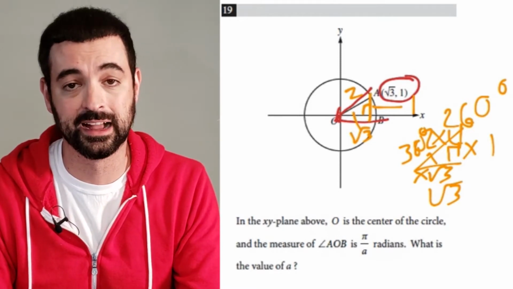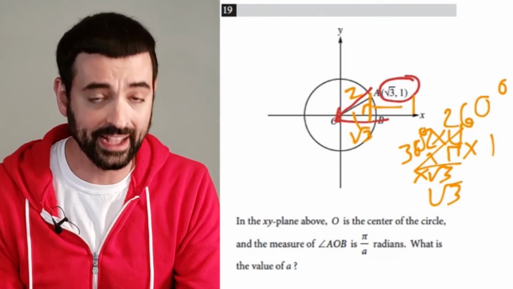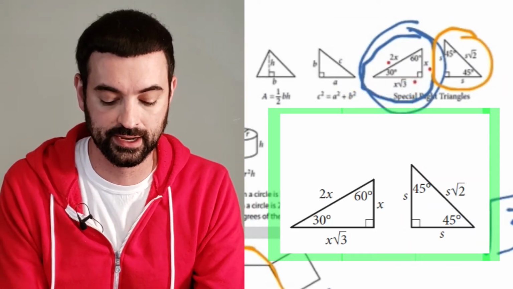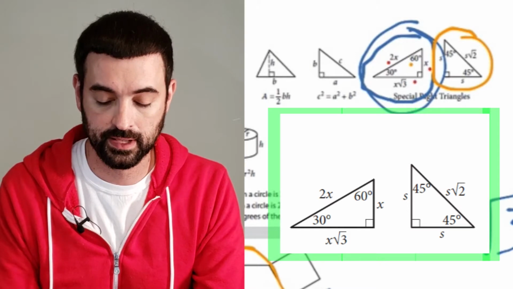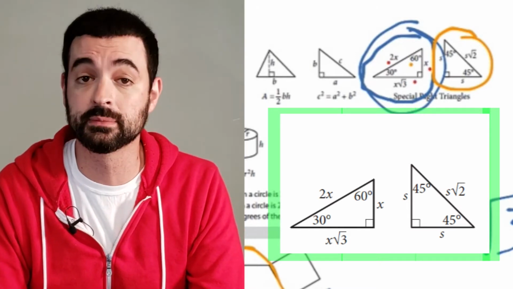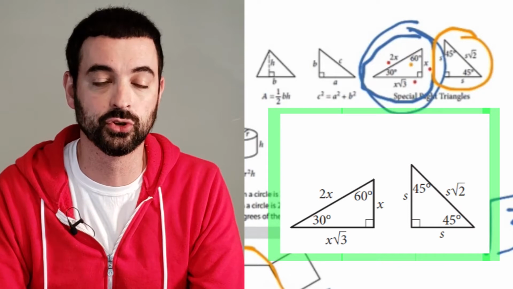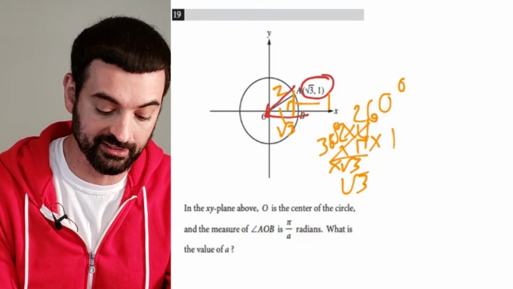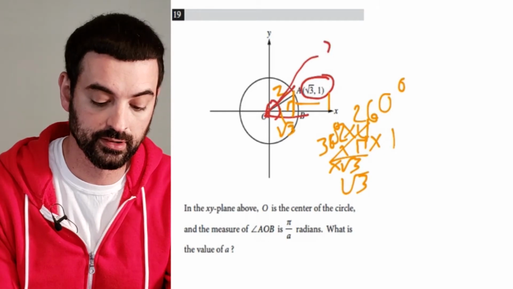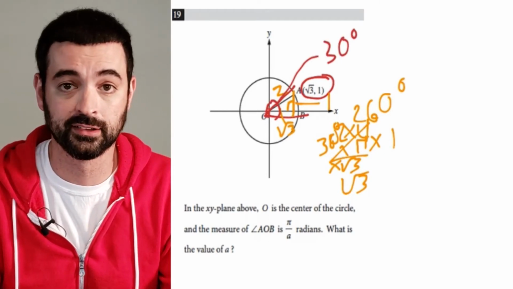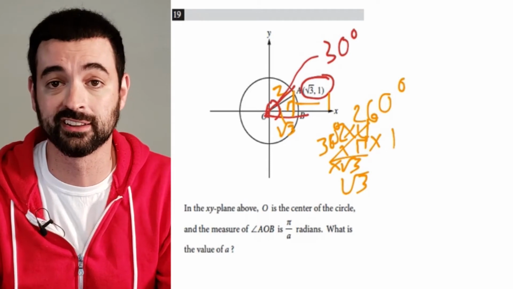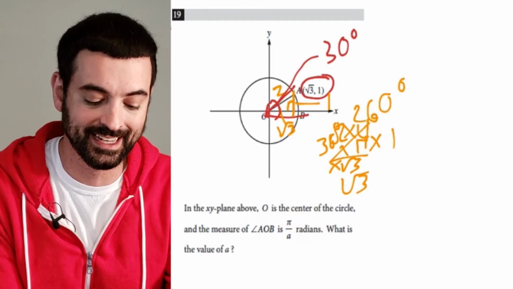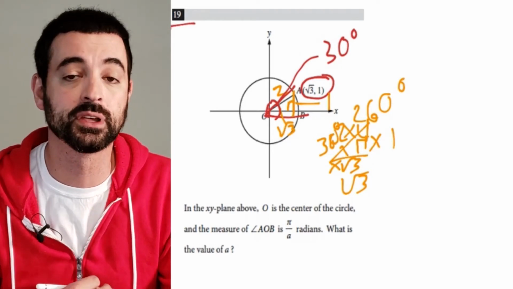I know it's a little bit sloppy on the triangle there. Again, here's our magic triangle, and they give that to you at the beginning of each test. You don't need to memorize it. You just need to recognize it. So we know that this is 30 degrees. It's the small angle on a 30, 60, 90 triangle.